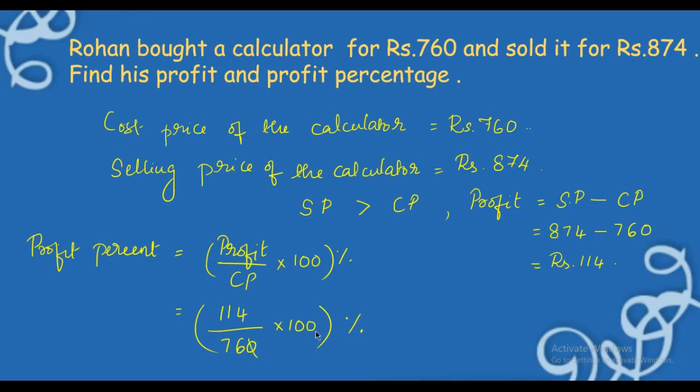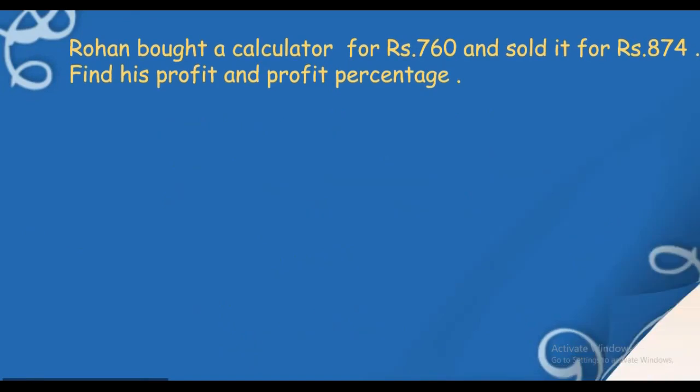Let's cancel the 0 from here. So it will be 1140 when you multiply 114 into 10, by 76 percentage. It is equal to 15 percentage. So Rohan had a profit of rupees 114 and the profit percentage is 15 percentage. Let us do some other question.